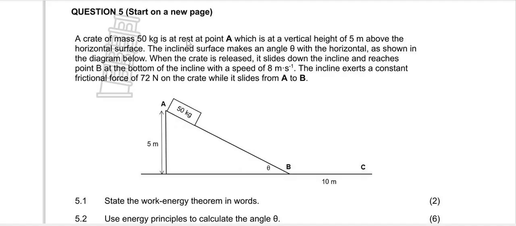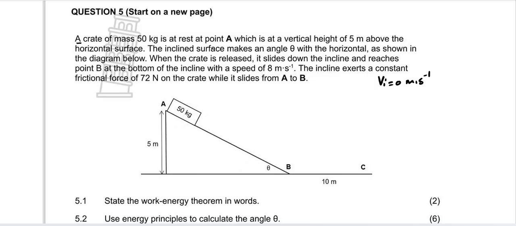Okay, let's read our statement. A crate of 50 kg is at rest at point A. Where is our point A? This is our point A. So what do you know when they say something is at rest? Its velocity. Since here it is our initial, we're going to say our initial velocity is equal to 0 meters per second.